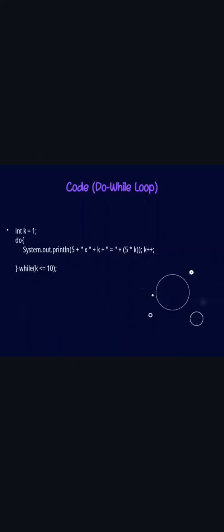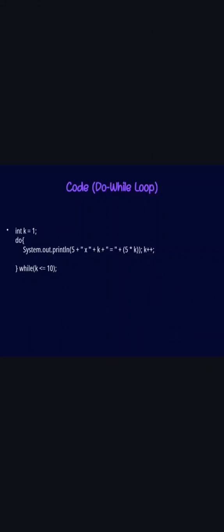Now, let's look at the while loop. Here, we set j equal to 1 and then check the condition before running the loop. As long as j is less than or equal to 10, the code keeps running. Inside the loop, we print 5 times j, then increase j by 1. This loop gives the same result as the for loop, but it's slightly more flexible because the condition is checked each time before running.